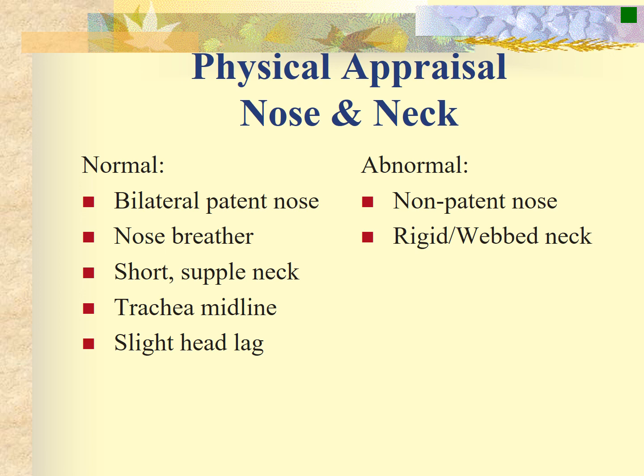Abnormal would be the non-patent nose that you've identified by occluding one side and they can't breathe through the other side, or a rigid web neck. The web neck can be a sign of Down syndrome, and it's truly a webbing connecting the neck to the shoulder.